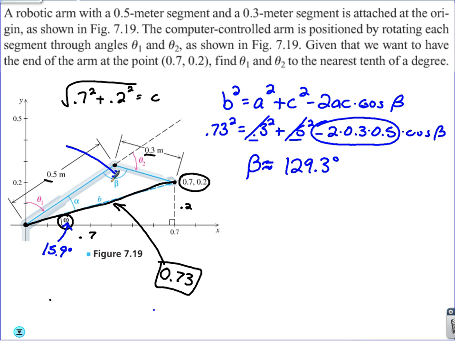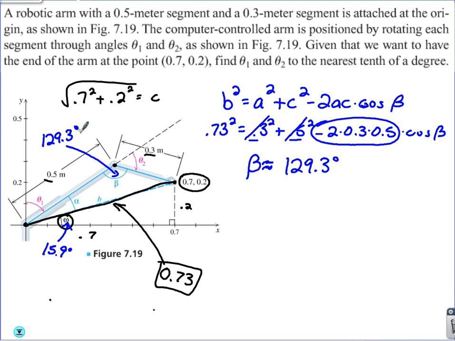Boy, this is a long problem. So beta is equal to 129.3 degrees. And again, if you got the exact answer on your calculator, I would store it because we're fixing to use it again. Because now we need to find alpha.